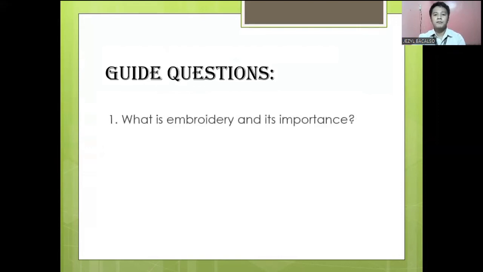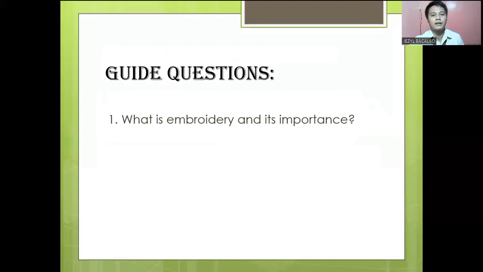So number one, what is embroidery and its importance? Anyone from the class? Yes, Ms. Pedino. Very good. Embroidery can be handiwork or machine work. It is essentially the decoration of fabric using a needle and thread. It is a skill passed from generation to generation and has grown from a mere skill that few people have always practiced. So embroidery has significant roots in many countries.